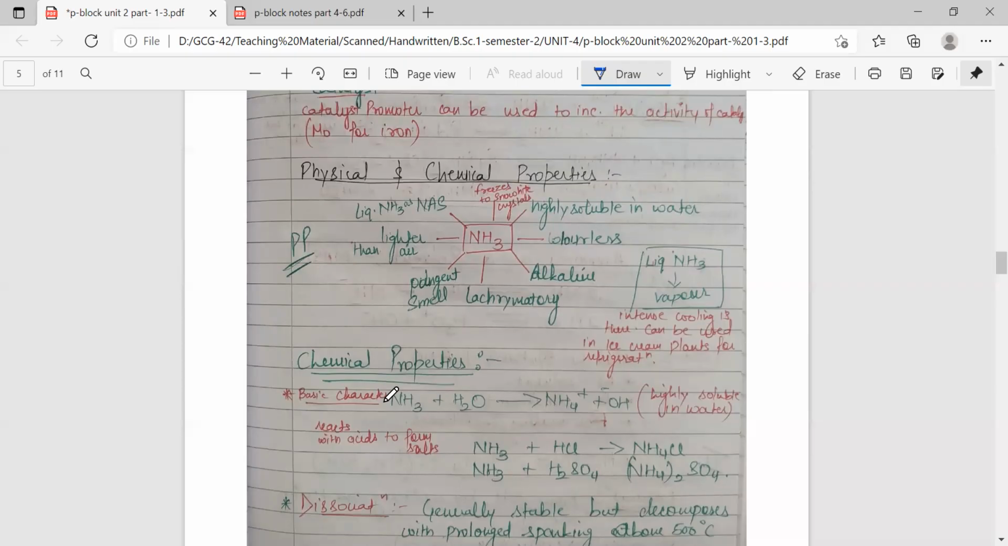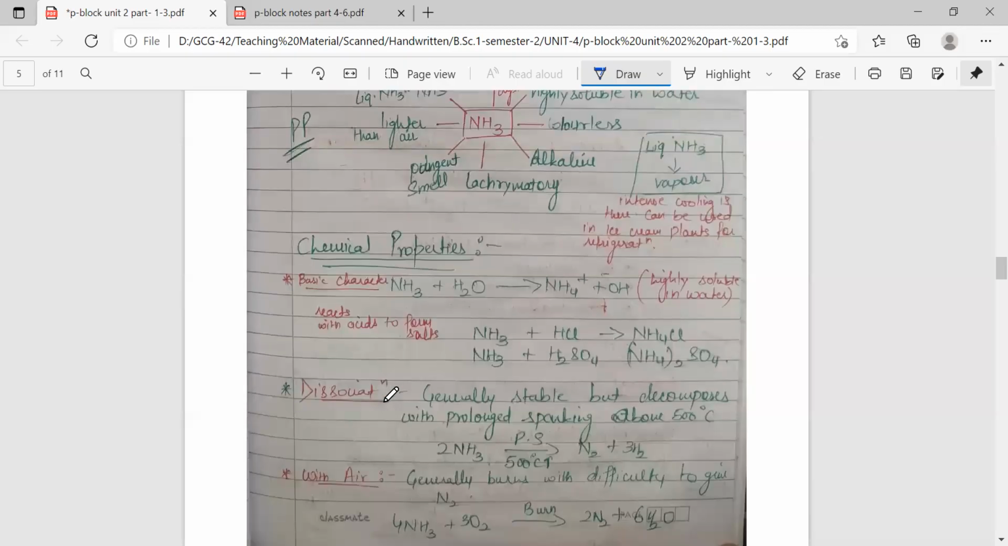It strongly hits our nose, so we have to be very careful while dealing with ammonium hydroxide, or we can say ammonia. Liquid ammonia causes intense cooling, so it can be used in ice cream plants for refrigeration. The vapors of liquid ammonia can be used as coolant.